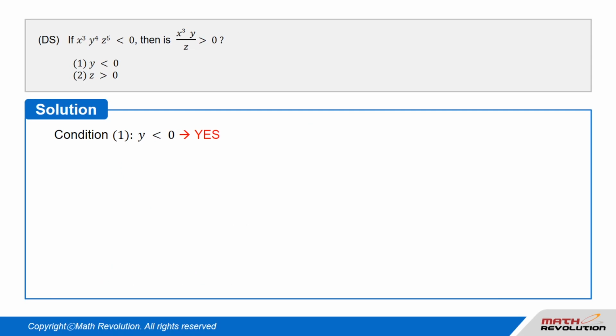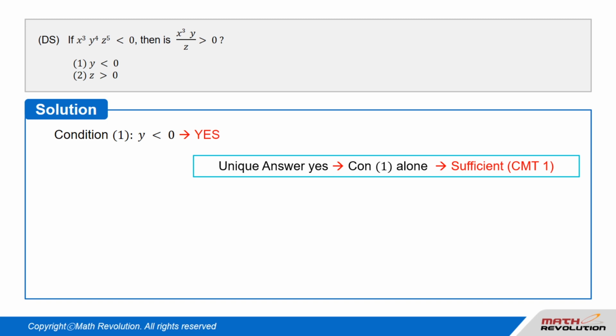Let's look at condition 1, which tells us that y is less than 0. This is exactly what we're trying to find out, so we get yes. The condition is sufficient by CMT1, which means that the answer must be in terms of a unique yes or no. Isn't it wonderful when the condition exactly matches our modification? It makes answering the question so easy.